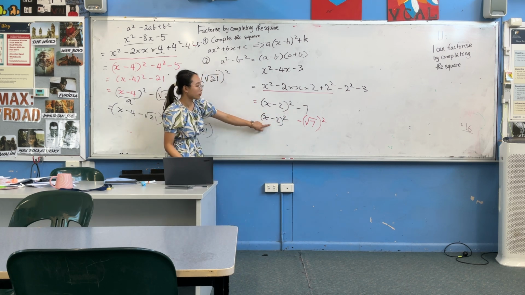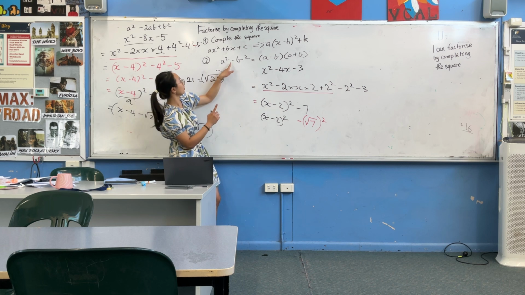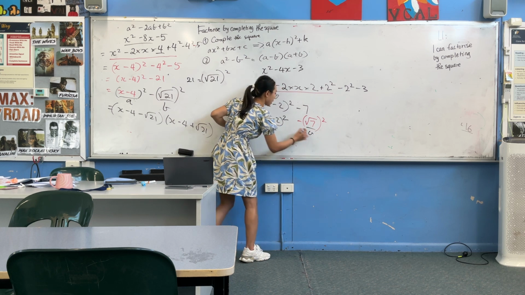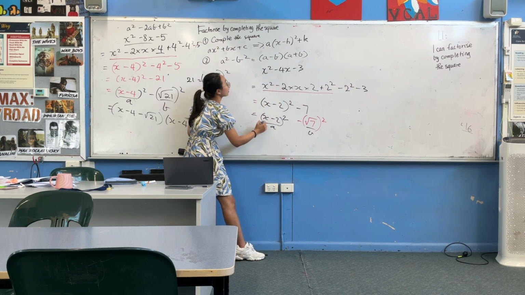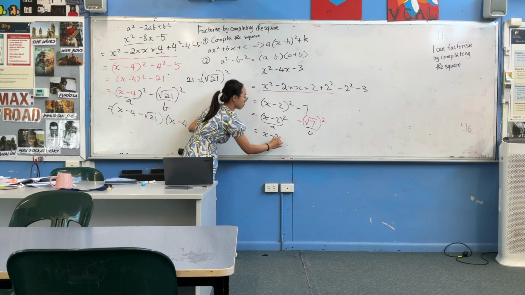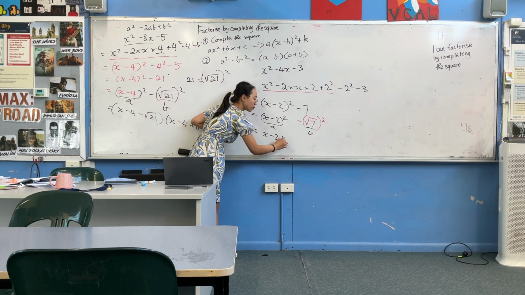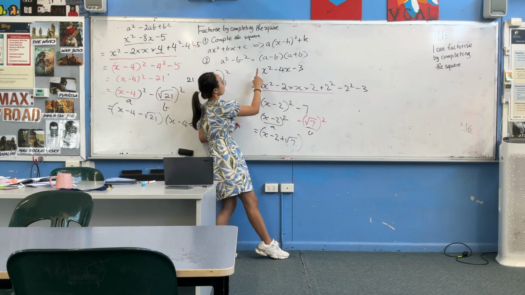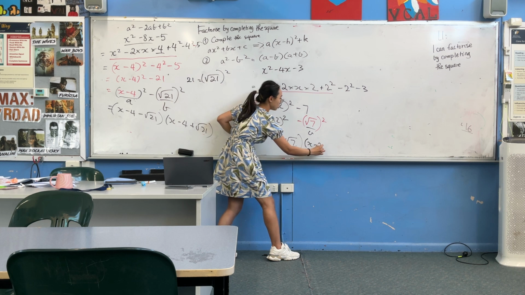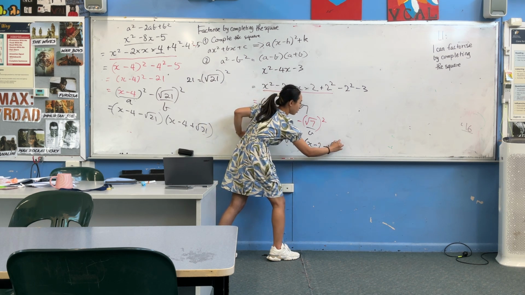Now, do you see the difference of two squares formula? I have a squared minus b squared. This is going to be my a, this is going to be my b. The question asked you to factorise, so I'm going to put it into that form. x minus 2, you can do plus square root of 7, which is my b, and then a minus b: x minus 2 minus square root of 7.